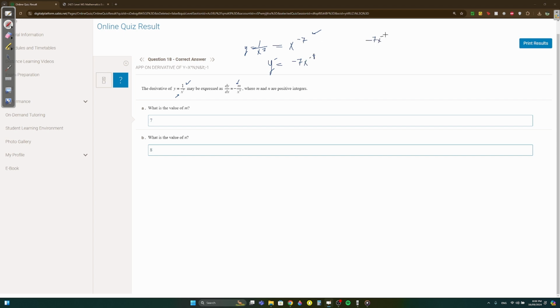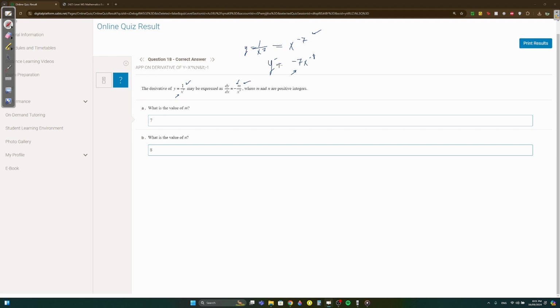Please, a common mistake students make is to put negative 6. Guys, we reduce the exponent by 1, we subtract 1. So x to the power of negative 7 minus 1. Negative 7 minus 1 is negative 8, not negative 6. For that reason, it's negative 7x to the power of negative 8.